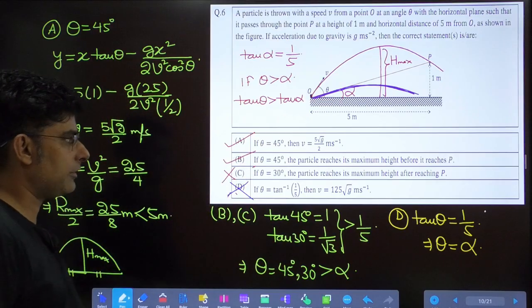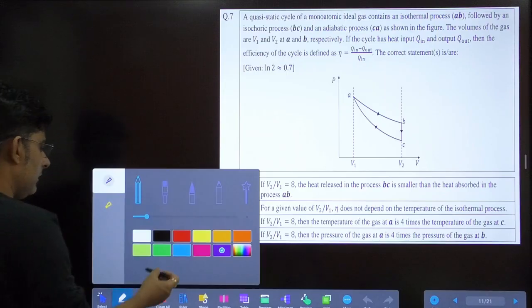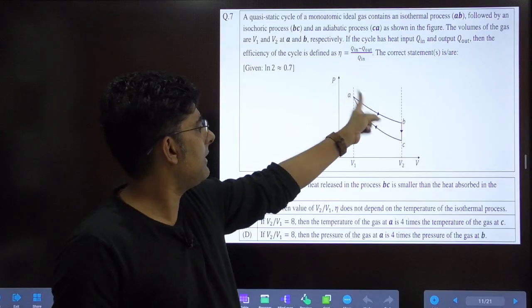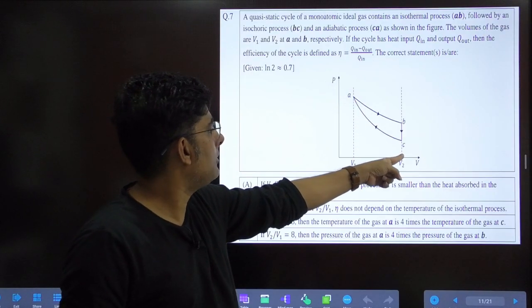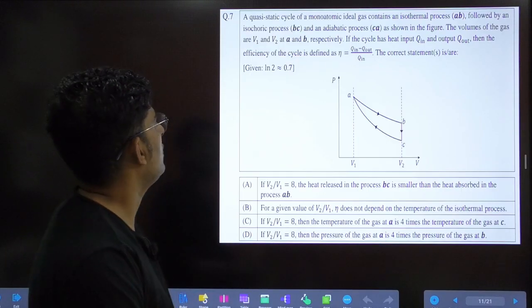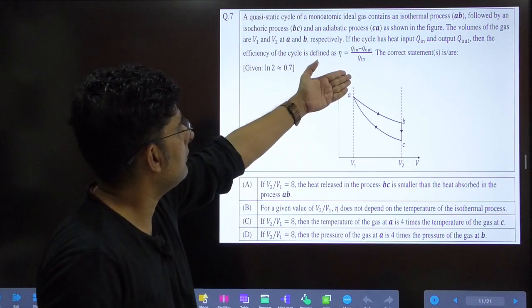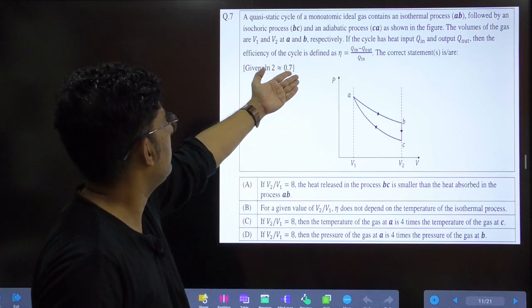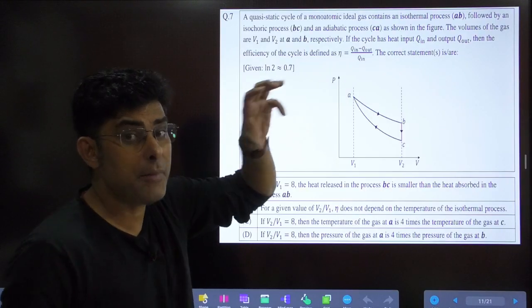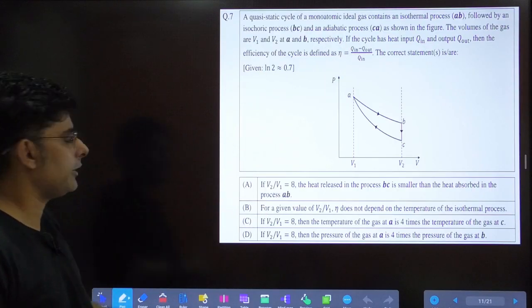So let's move on to the next question. Okay, in next question, we have been given a quasi-static cycle of a monoatomic ideal gas, isothermal process AB, then followed by isochoric process, and then C to A, they have given an adiabatic process. The volumes of the gases are denoted as V1 and V2, and input and output heat they have given. Efficiency is defined as Q in minus Q out by Q in. So we know that Q in, Q out, these are the magnitudes of heat. Then only you can define efficiency in this way. So they are asking which of the given options are correct.